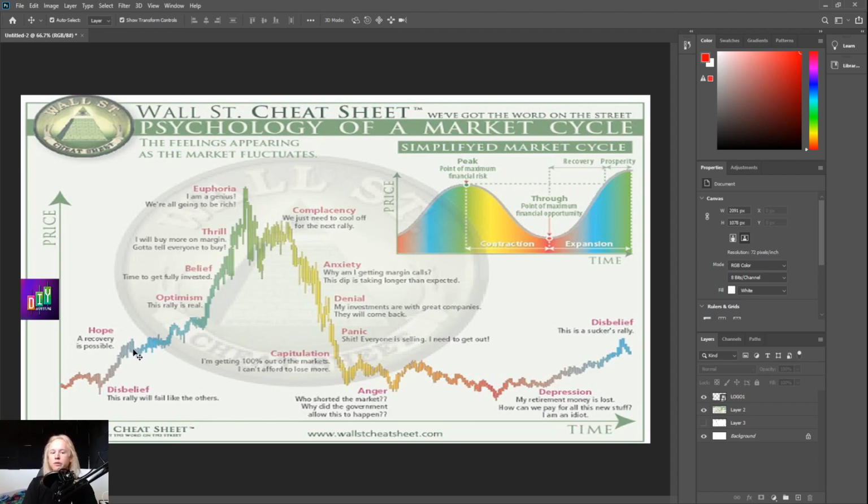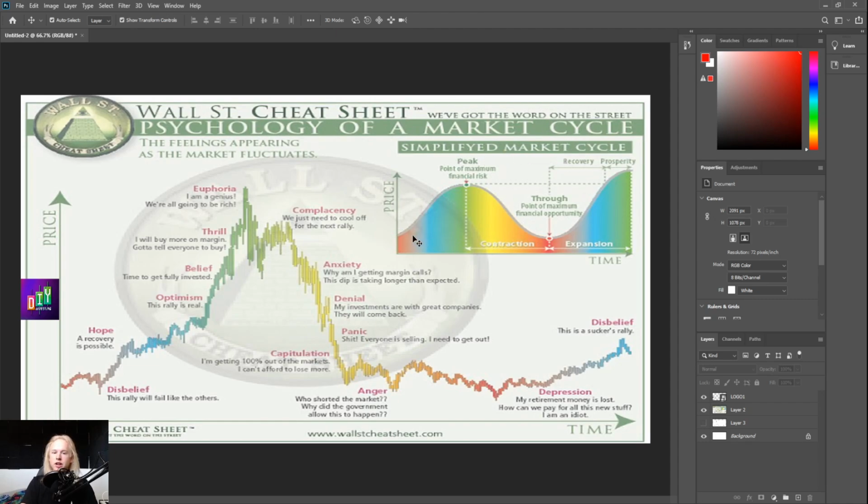The average retail investor likes to buy when the markets are going up. They buy pumping prices. And us smart investors, we're looking to accumulate at the tail end or the bottom of the market cycle, because that's where we're going to find the peak point of financial opportunity. And that's actually simplified by this graph over here.